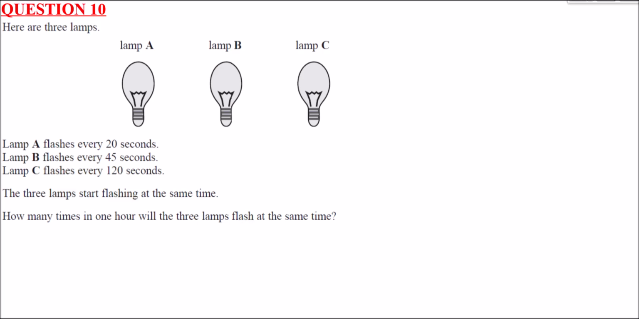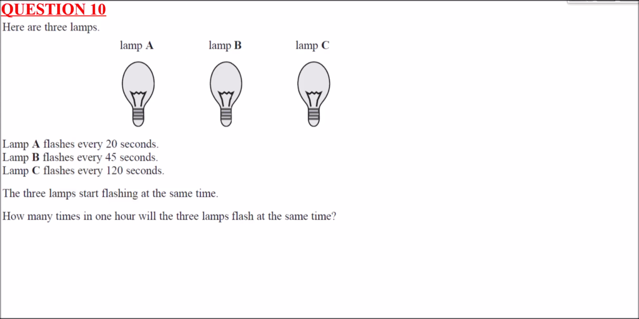So a key thing to spot here is lamp A and lamp C. 20 is a factor of 120. So what this means is lamp A will always flash when lamp C flashes. So when lamp C goes off, that'll always coincide when lamp A flashes. Lamp A will be flashing more, but C's flashes will always go hand in hand with lamp A's.